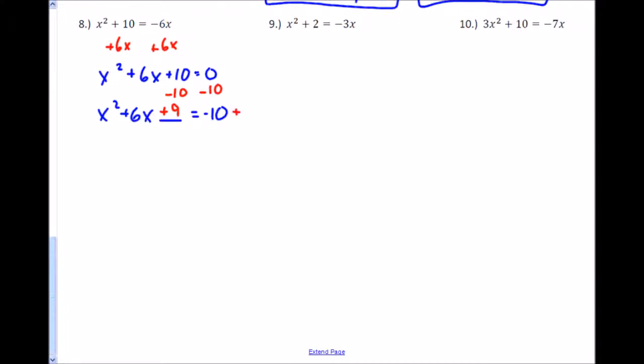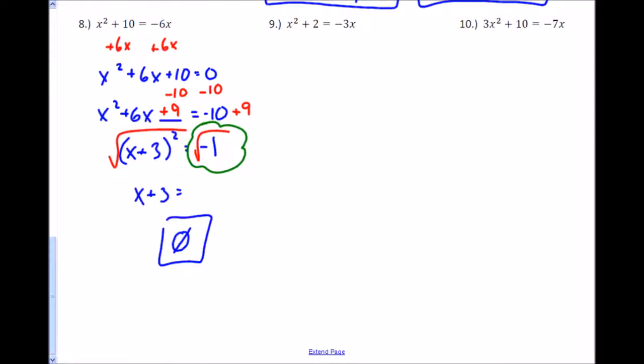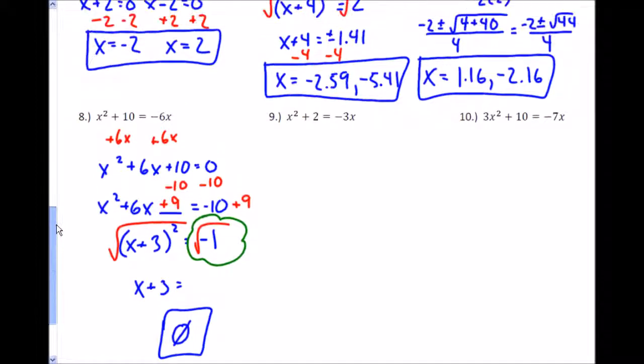Whatever I do to one side, I have to do to the other side. This factors into an x plus 3 squared. This gives me a negative 1. And now I take the square root of each side, and I find out right here that I can't take the square root of a negative. I can't do this piece. So that means this one is going to be no solution, or no real solution. Okay? And you would have gotten the same thing if you'd done your quadratic formula.